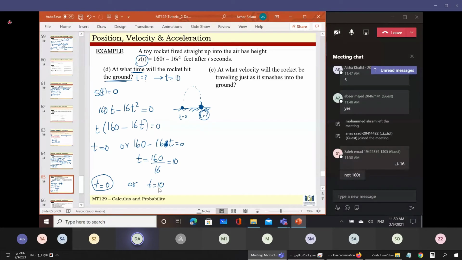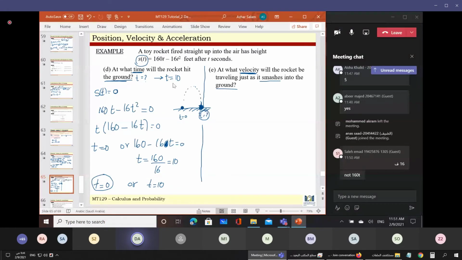I have here two answers, but the first answer refers actually to the first position. The second position equals 0 is at t equals 10, at the 10th second. After 10 seconds, it will hit the ground again. Now to find the velocity, we will use the velocity for this question: at what velocity will the rocket be traveling just as it smashes into the ground?